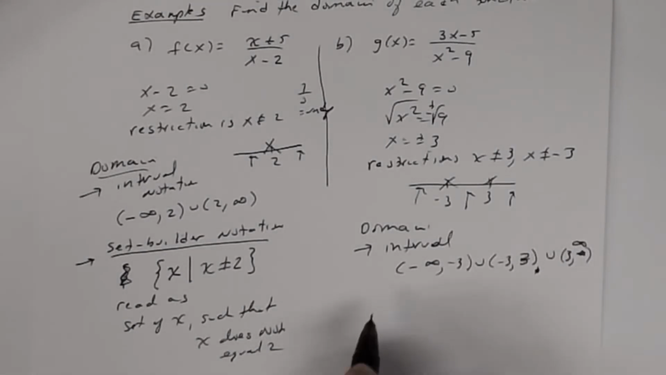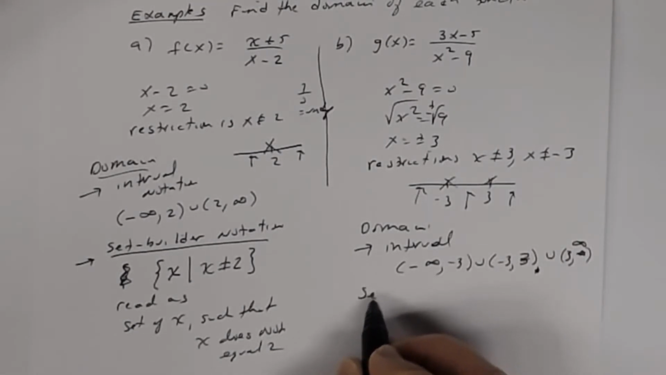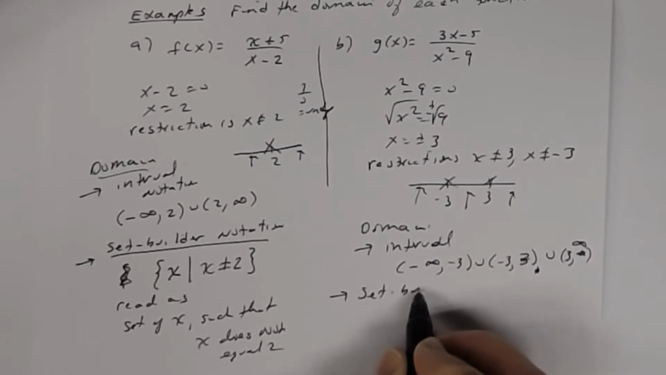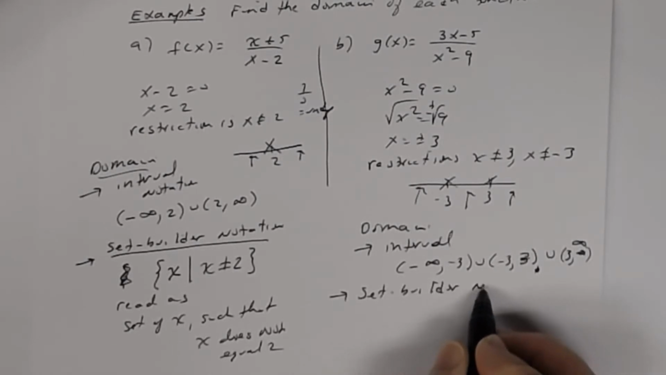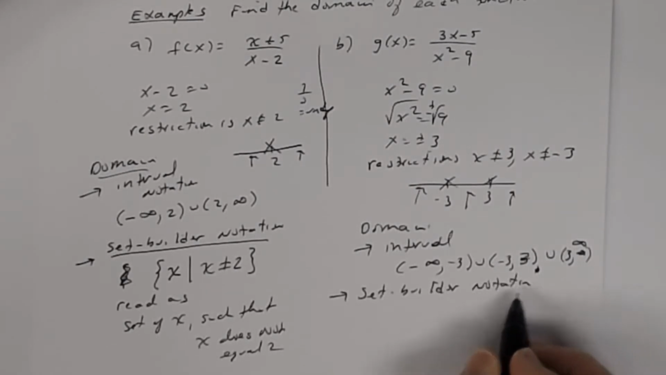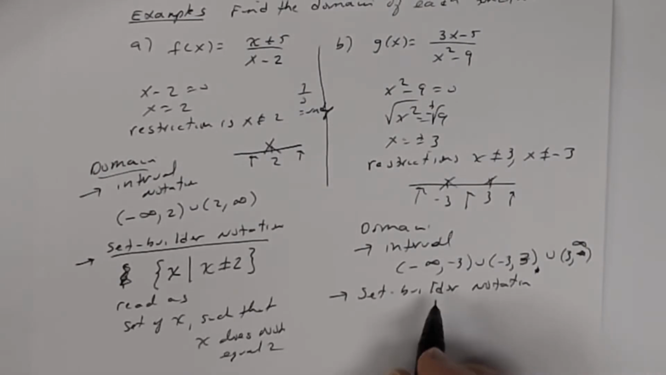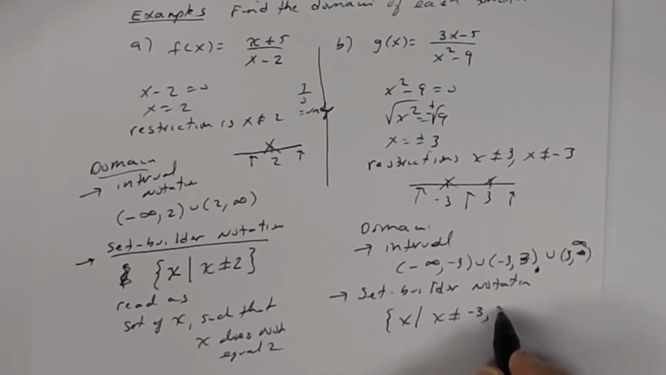Now in set builder notation, all you do is say the set of x's such that, since my variable is x, the set of x's such that x does not equal negative 3 comma positive 3.